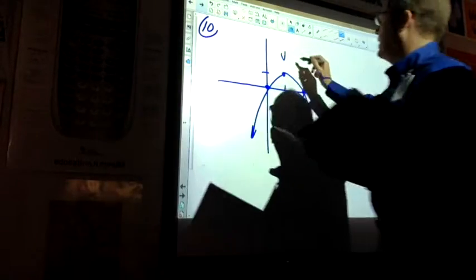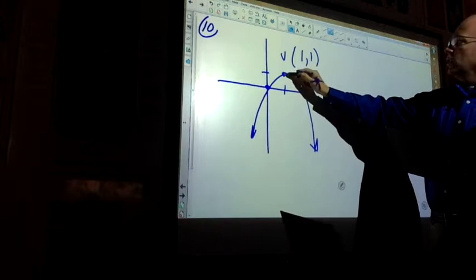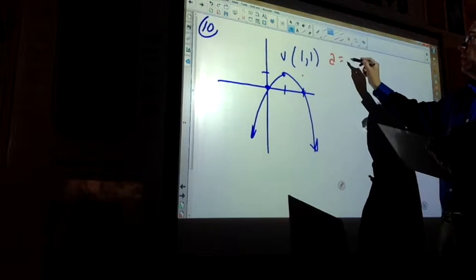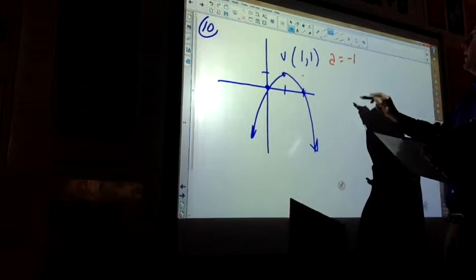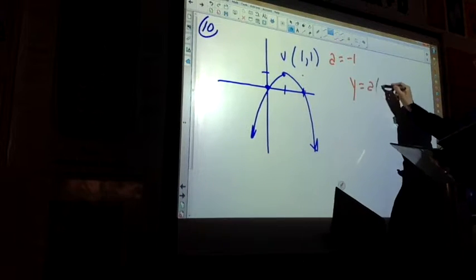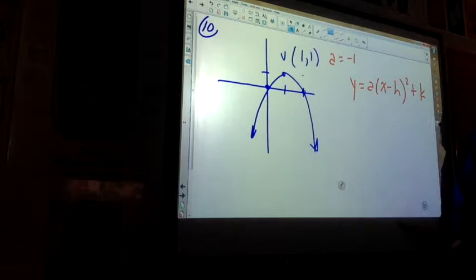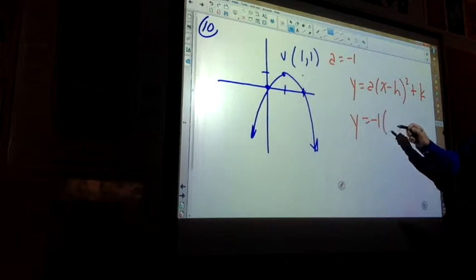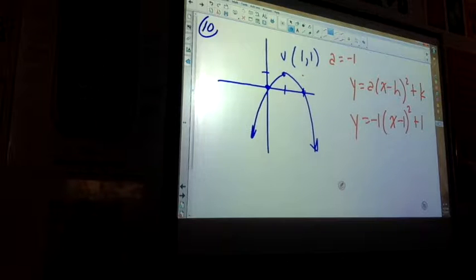All right, what's the vertex? What does it look like? It's 1, comma 1. And does it grow right and down 1? If that, what's my a value got to be? Negative 1, good. All right, so my standard form is this. Is that okay? So y is equal to negative, because it'll be out in front of the parentheses, x minus 1 squared plus 1.